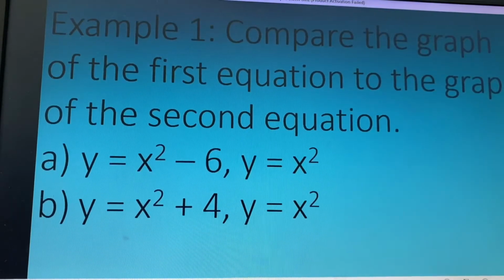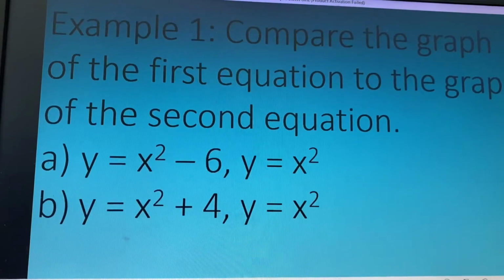Example number 1. Compare the graph of the first equation to the graph of the second equation. Letter A, we have y equals x squared minus 6, then y equals x squared, which is the parent function. For letter B, we have y equals x squared plus 4, and the parent function is y equals x squared.